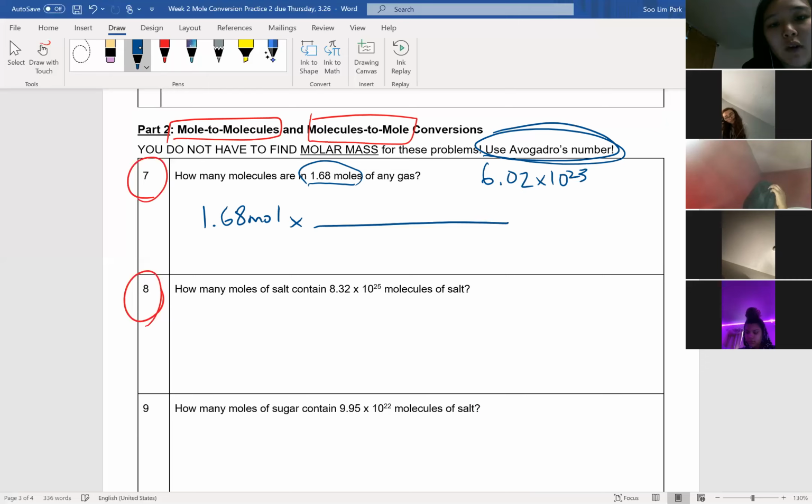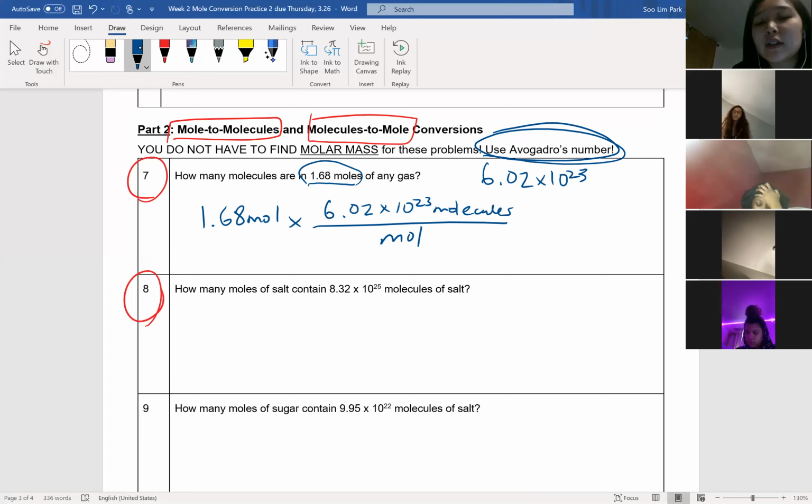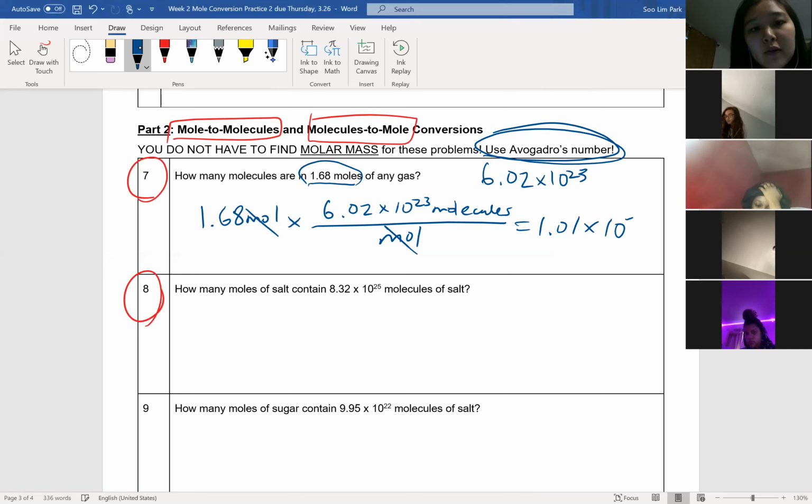So we're going to multiply by the Avogadro's number, right? There is 6.02 times 10 to the 23 molecules per mole of any substance. So if I plug that into the calculator, 1.68 times 6.02 times 10 to the 23, I get 1.01 times 10 to the 24 molecules.